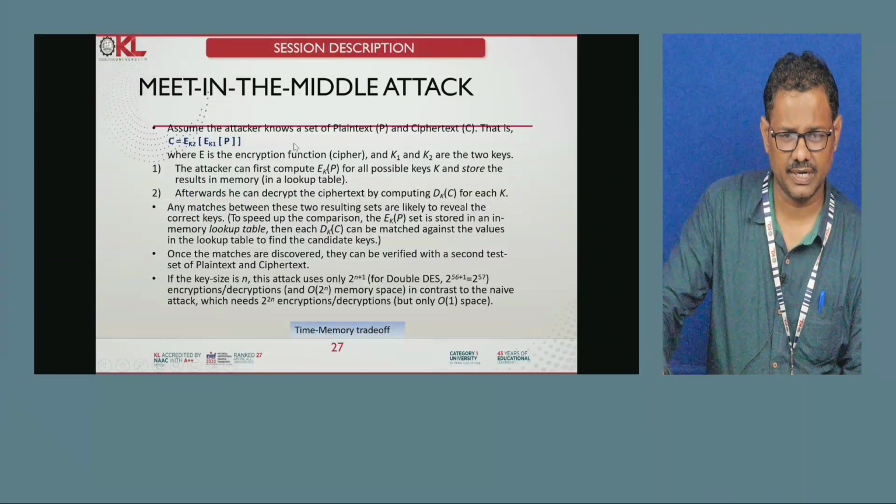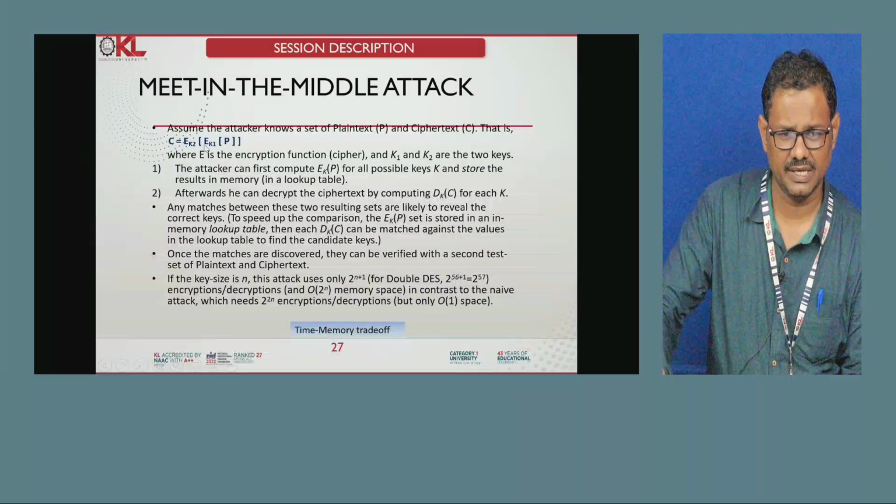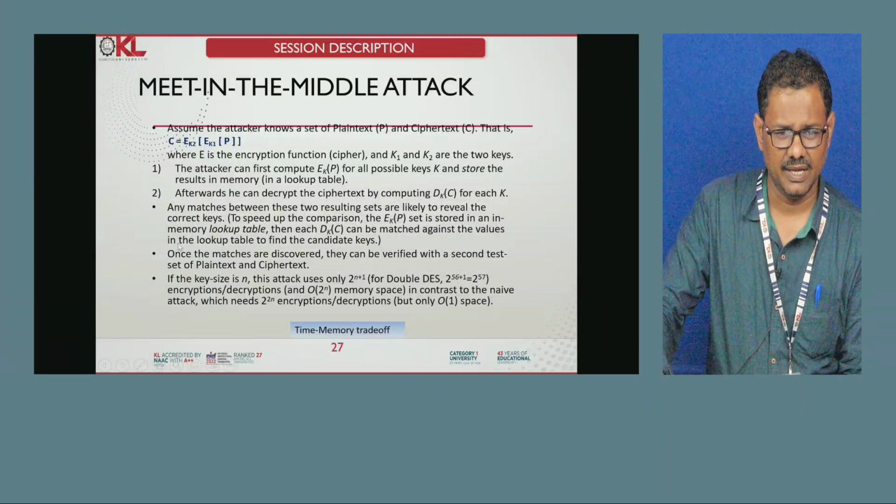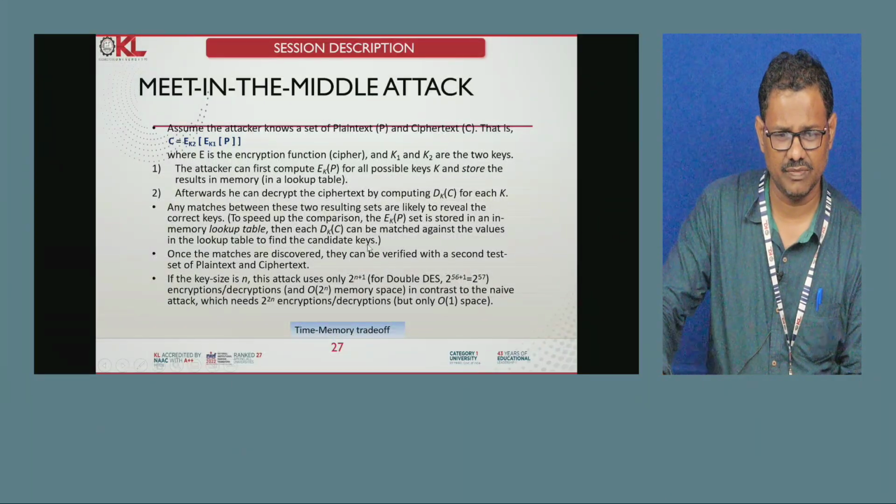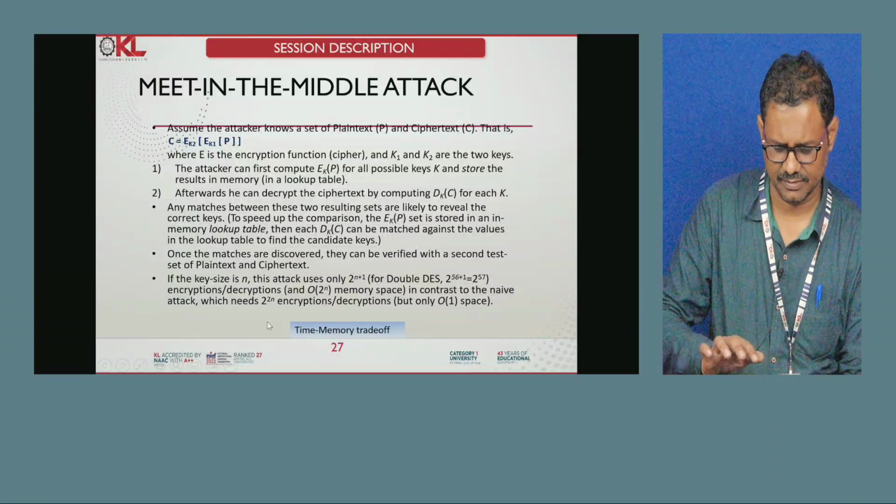Meet in the middle. Assume that the attacker knows a set of plain text and ciphertext, that is C = EK2(EK1(P)), where E is the encryption function and K1 and K2 are the 2 keys. The attacker first computes EK(P) for all the possible keys and stores the results in memory. Second, he can decrypt the ciphertext by computing DK(C) for each key. Any matches between those 2 resulting sets are likely to reveal the correct keys. Once matches are discovered, they can be verified with a second set of plain text and ciphertext. If the key size is n, this attack uses only 2^(n+1) encryptions and decryptions, in contrast to the naive attack, which needs 2^(2n) encryptions and decryptions. Okay.